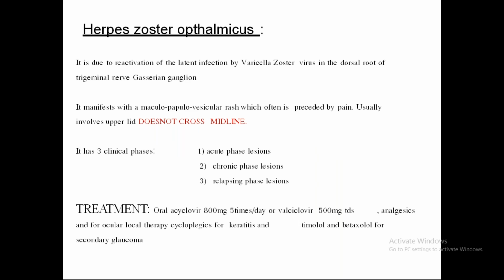So coming to herpes zoster ophthalmicus, it is mainly due to reactivation of the latent infection by Varicella zoster in the dorsal root of the trigeminal nerve, the Gasserian ganglion. I think you people know this. So it manifests with a maculopapulovesicular rash, which is often preceded by severe pain.